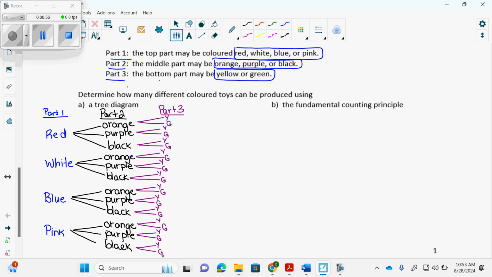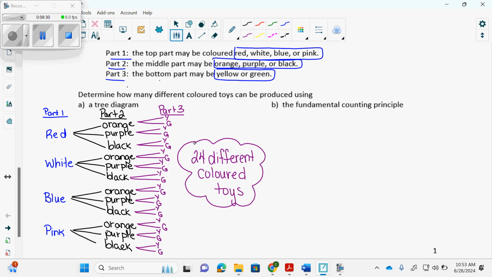But if you understand why you're doing something, then you're not trying to just fill things with random things or memorize steps. Okay? So here we have 1, 2, 3, 4, 5, 6, 7, 8, 9, 10, 11, 12, 13, 14, 15, 16, 17, 18, 19, 20, 21, 22, 23, 24 different toys. Correct? So we're going to write that, 24 different colored toys. Now, like I said, there's got to be a better way that you can do this, because if we have hundreds of options, a tree diagram is not conducive to not messing something up, right? Like if we don't have big enough paper to be able to do it.